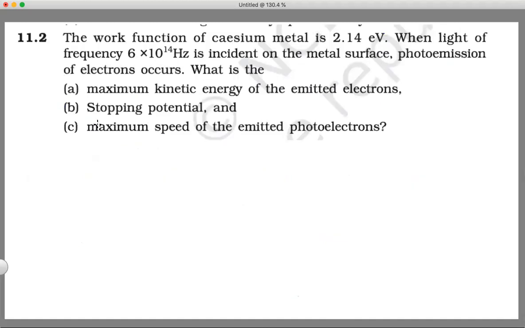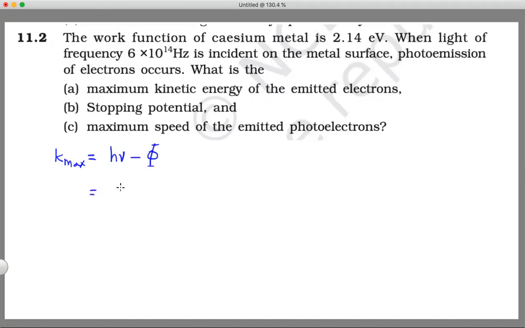Okay, let's do another question. The work function of cesium metal is 2.14 electron volt. When light of frequency 6 into 10 raised to the power 14 hertz is incident on the metal surface, photoemission of electrons occurs. What is the maximum kinetic energy of emitted electrons? Now this is the simplest possible question, because we know the formula straight away. K max is equal to h nu minus the work function.